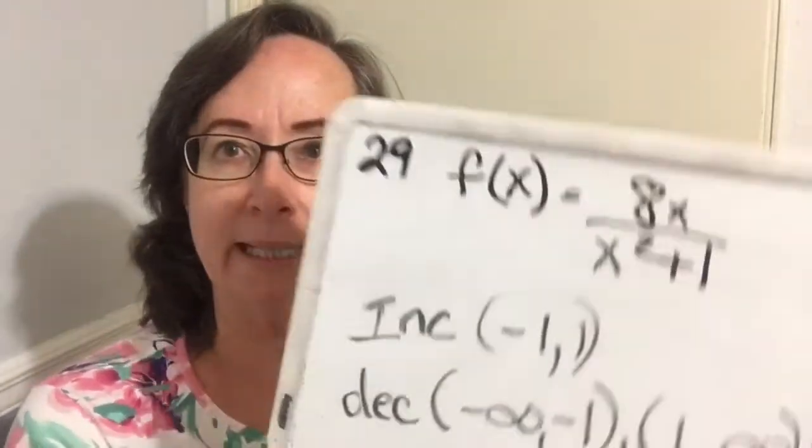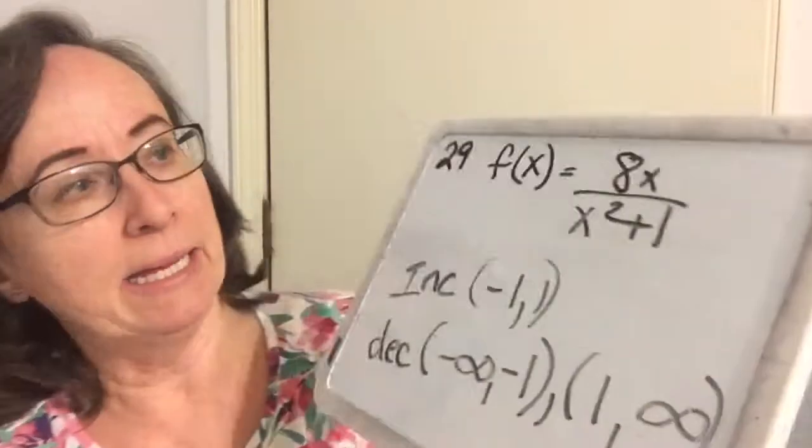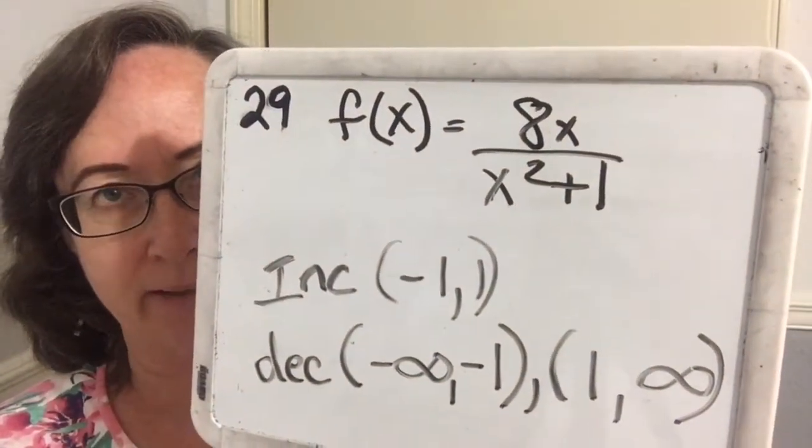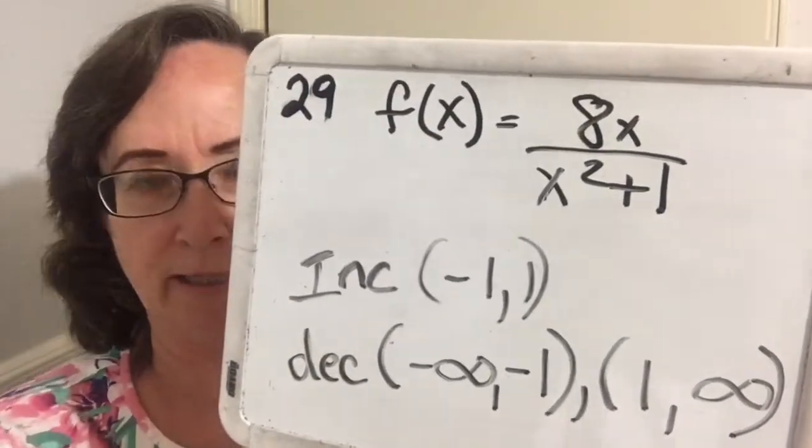Okay, so now we're looking at number 29, and number 29 looks very interesting, and when you put it on the graphing calculator, it does look like an interesting function.